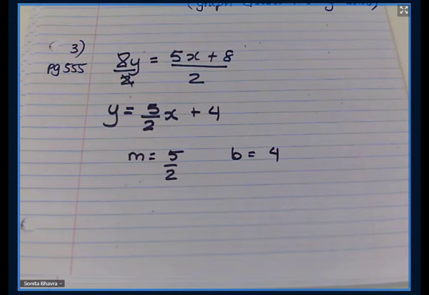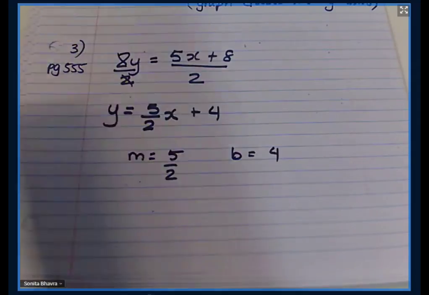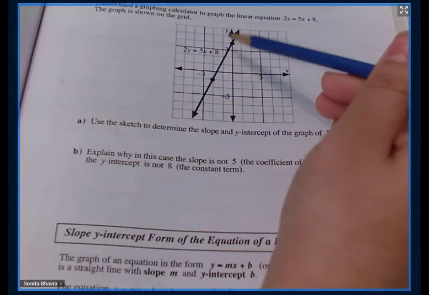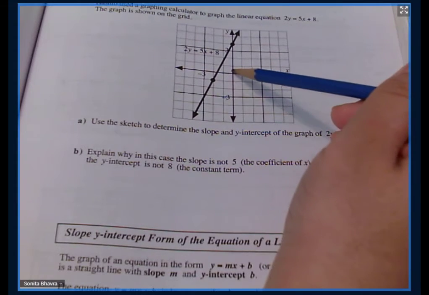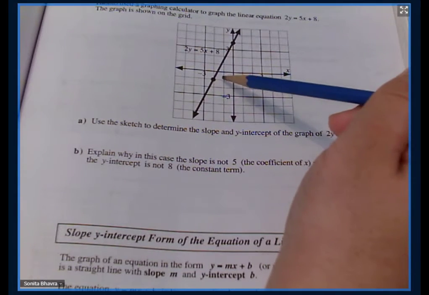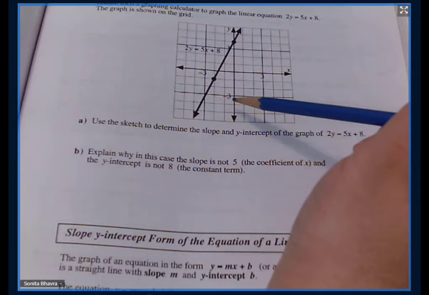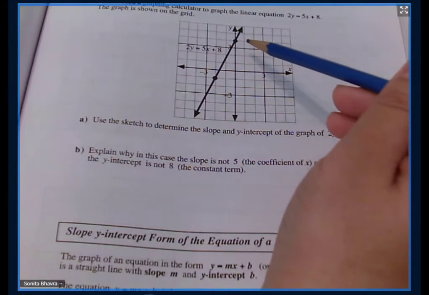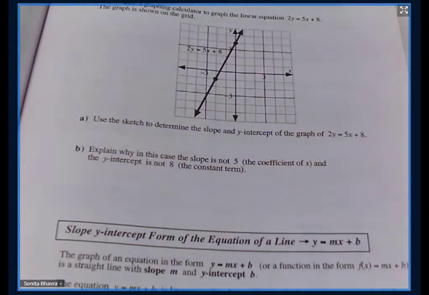So now if we go back to our graph, it makes sense that our slope is 5 over 2. Our rise was 5, 1, 2, 3, 4, 5, and our run was 2. So slope is 5 over 2, and our y-intercept was here at positive 4.